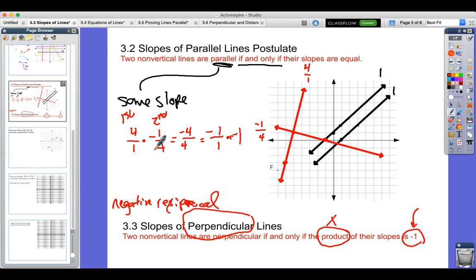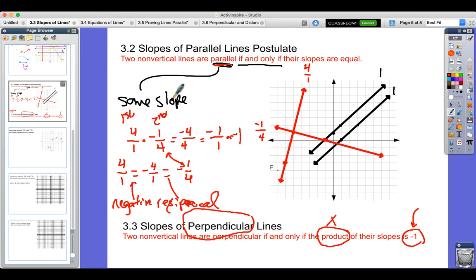So perpendicular lines have slopes that are negative reciprocals of each other, meaning if I take this original slope, 4 over 1, and do a negative action to it, I change the sign. It becomes negative 4 over 1. And then if I do the reciprocal action to it, I flip it to be negative 1 over 4. These two are the same. So perpendicular lines are negative reciprocal to each other. They have negative reciprocal slopes to each other.